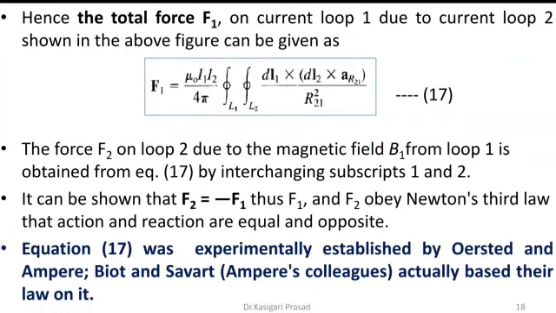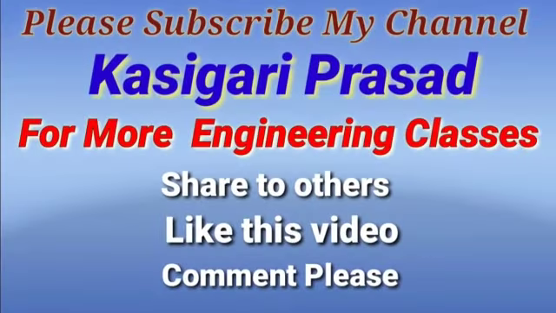Hence, we can find the total force F1 on current loop 1 due to current loop 2 as shown in the figure. So, F1 is equal to mu naught I1 I2 divided by 4 pi, closed integral over L1 closed integral over L2, dl1 cross (dl2 cross a_R21) divided by R21 whole square, equation 17.